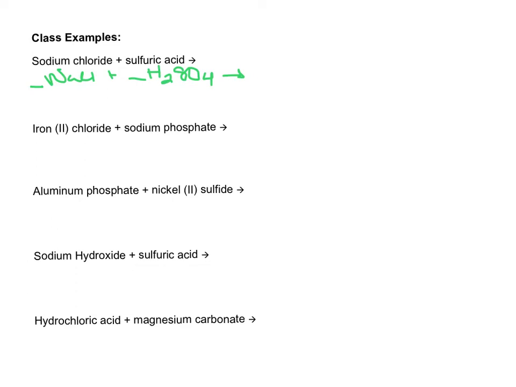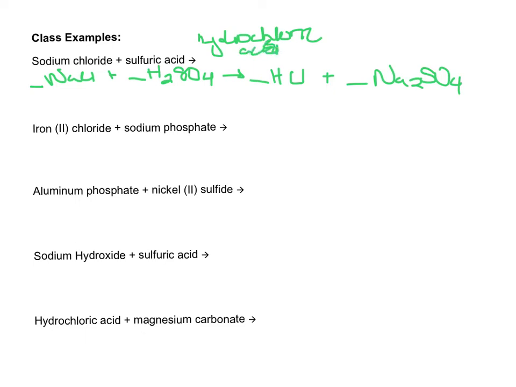So we're going to end up with H and Cl. And then we're going to end up with Na and SO4. Na is +1, but SO4 is -2. So we're going to end up with Na2SO4. And let's see, we need to finish the word equation. HCl is hydrochloric acid. And then we're going to have sodium sulfate.